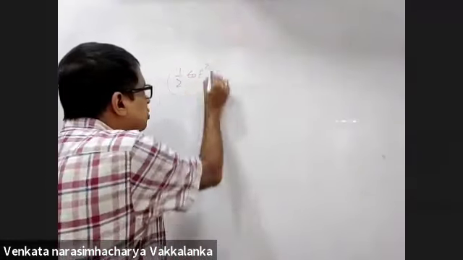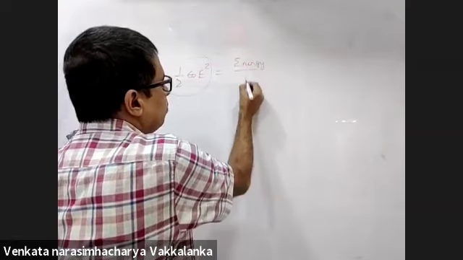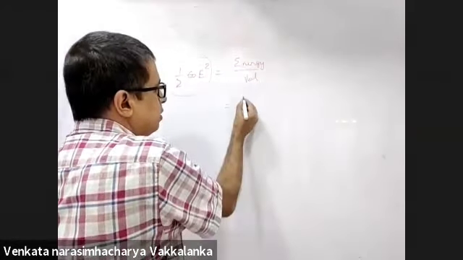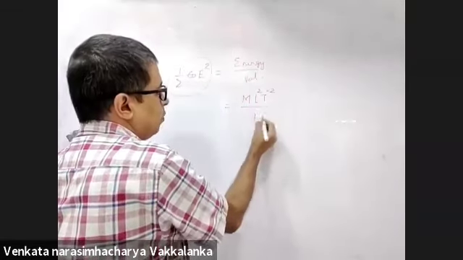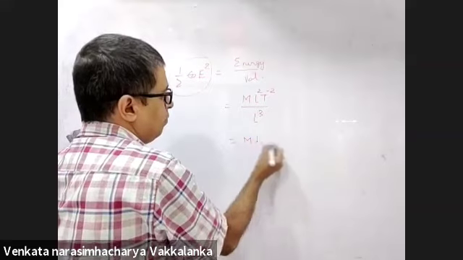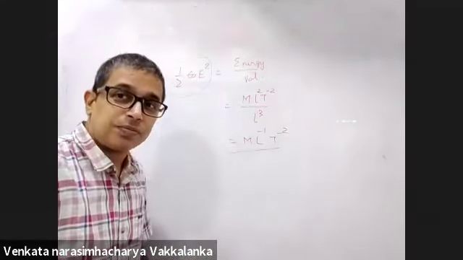Right? You don't need to simplify all of this. Energy per unit volume. Energy is M L square T to the power minus 2, divided by L cube. So this is M L to the power minus 1 T to the power minus 2.